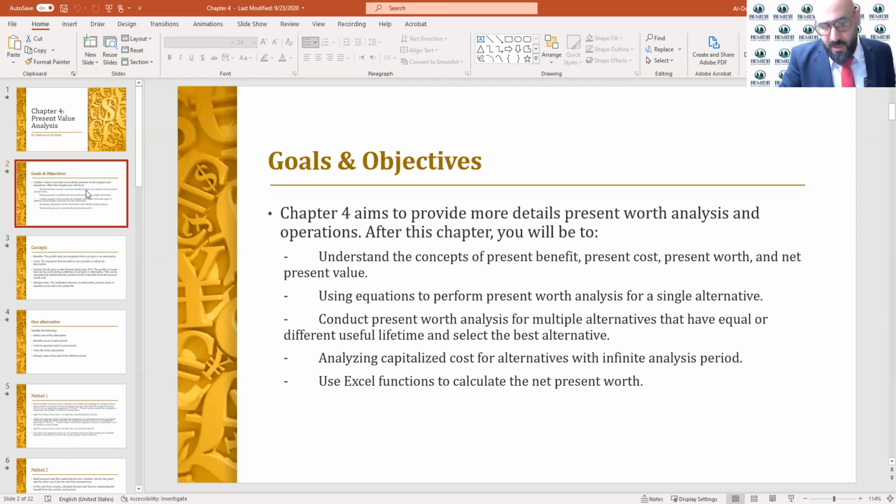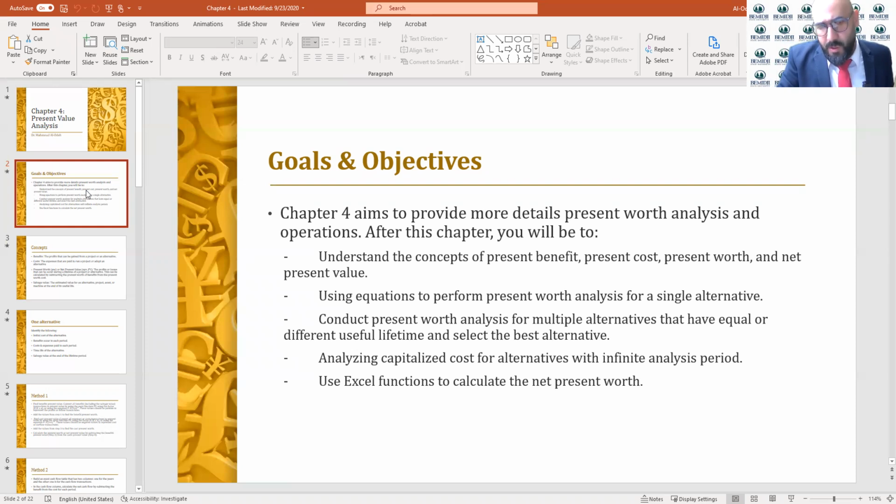So this is something new that you will be introduced to in this chapter, where in the previous chapters, we've been talking about only one alternative. Now we're moving into two alternatives, how we could do the economic analysis using present worth in this chapter to select the best alternative.